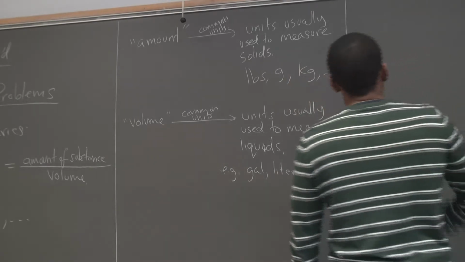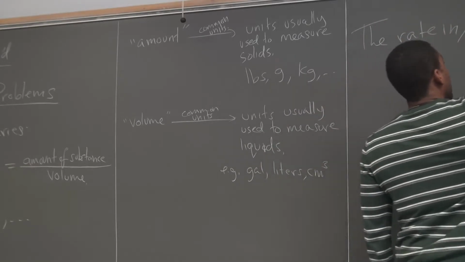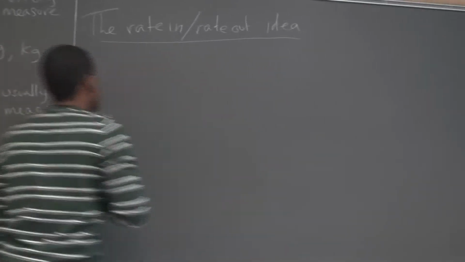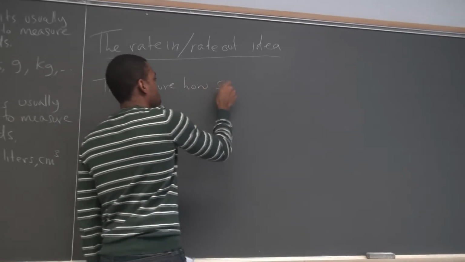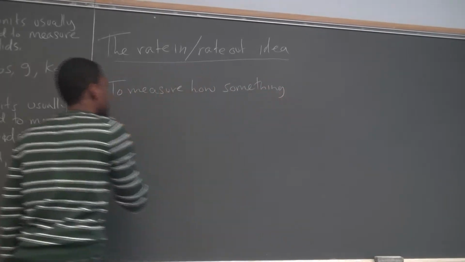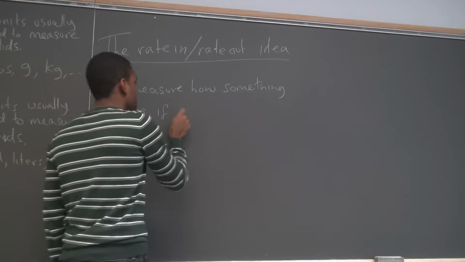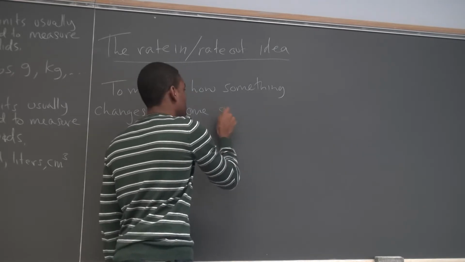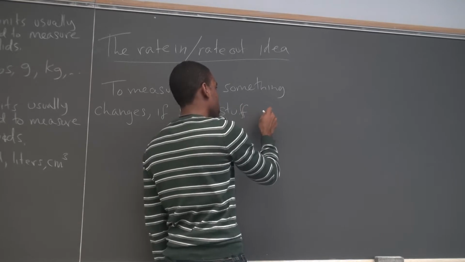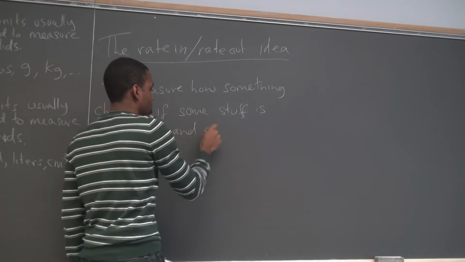Another preliminary you need to be aware of is the rate in, rate out idea. Right? So to measure how something changes, if some stuff, this red stuff, very vague, but I'll make it clear soon, is coming in and other stuff going out.